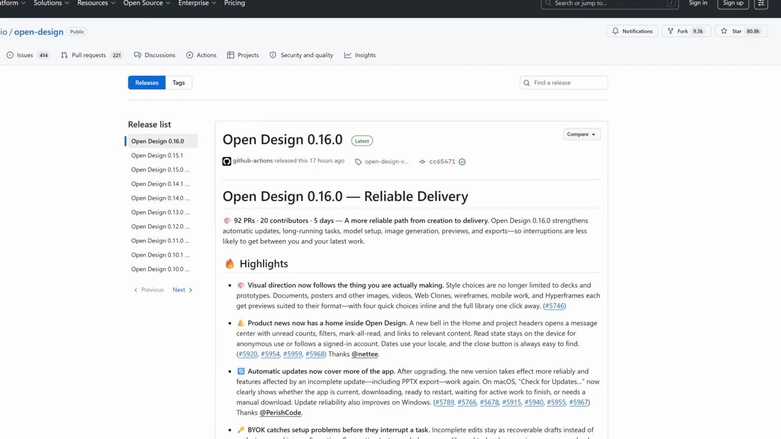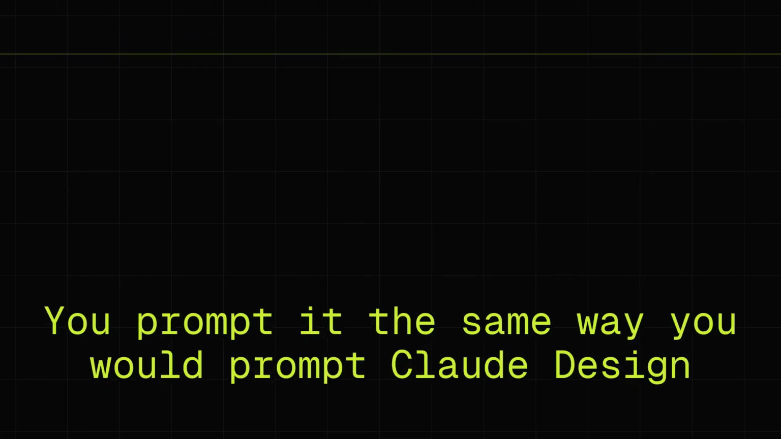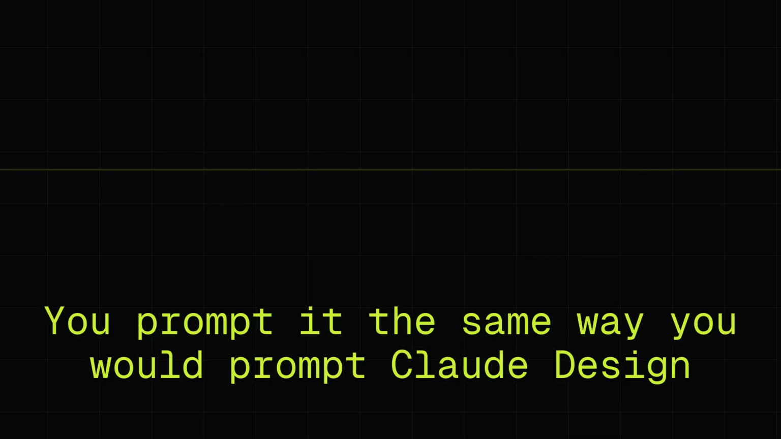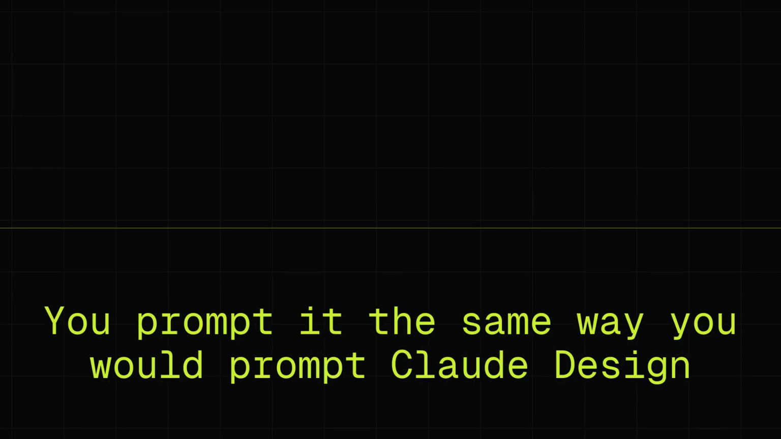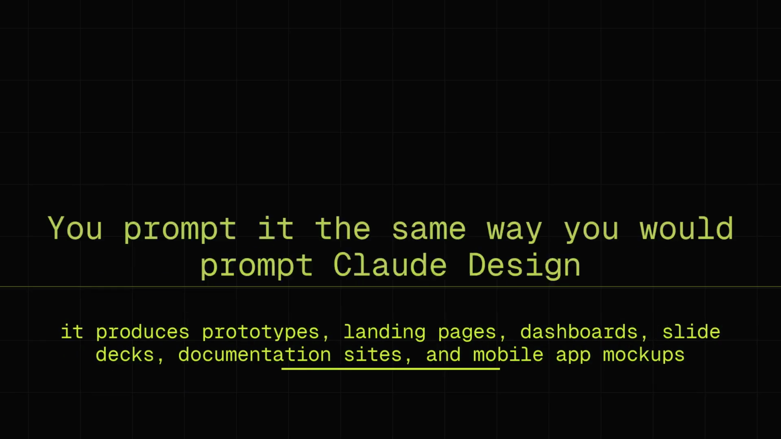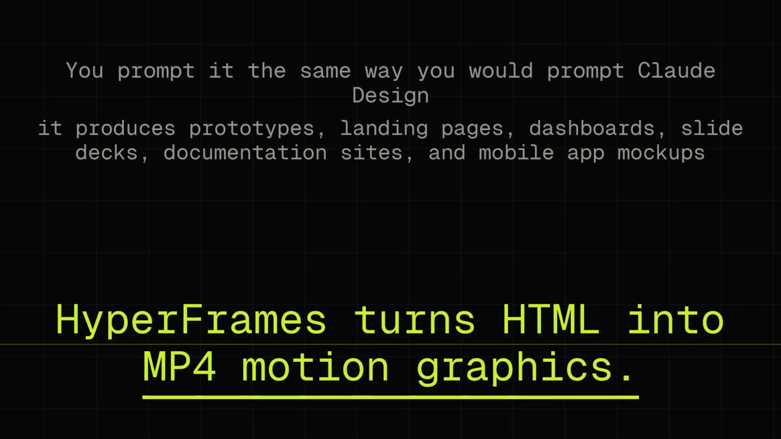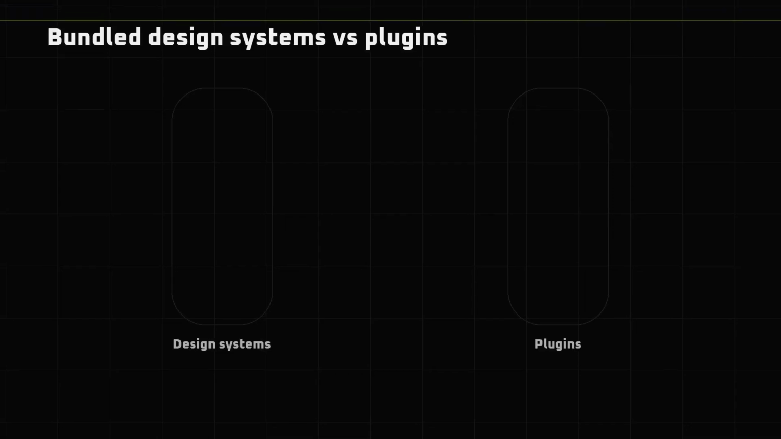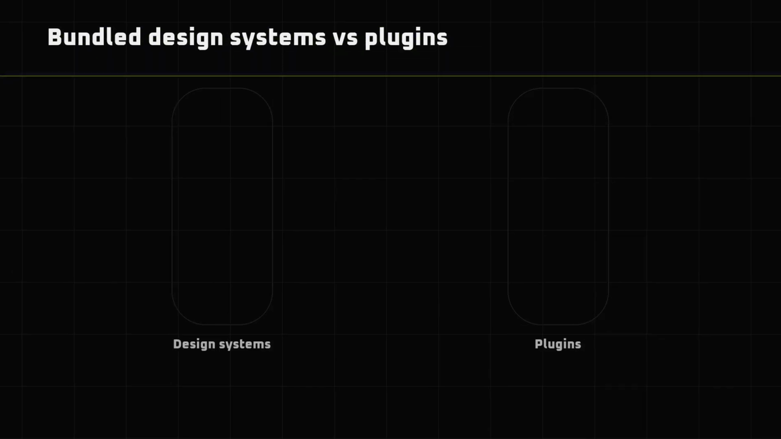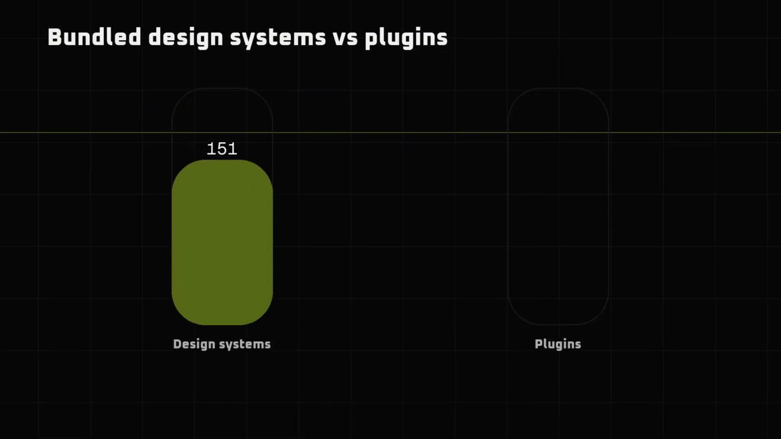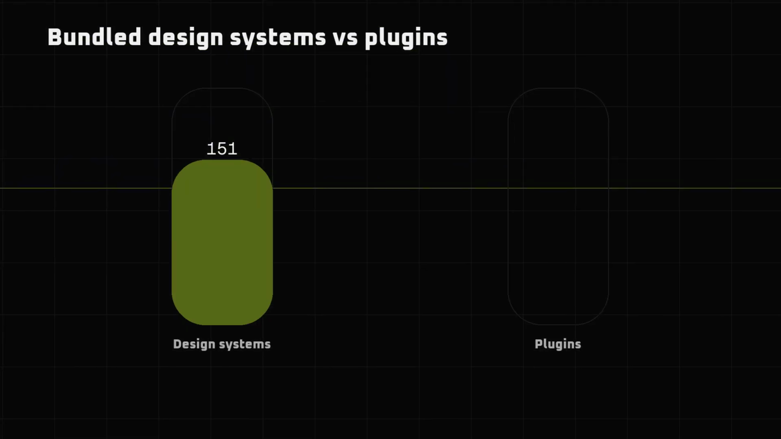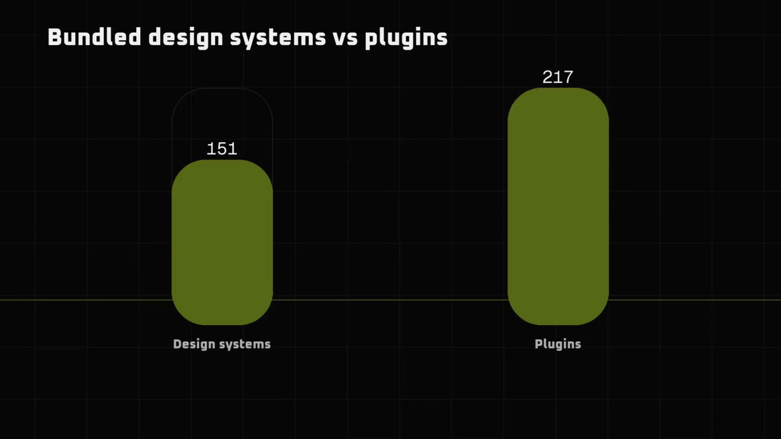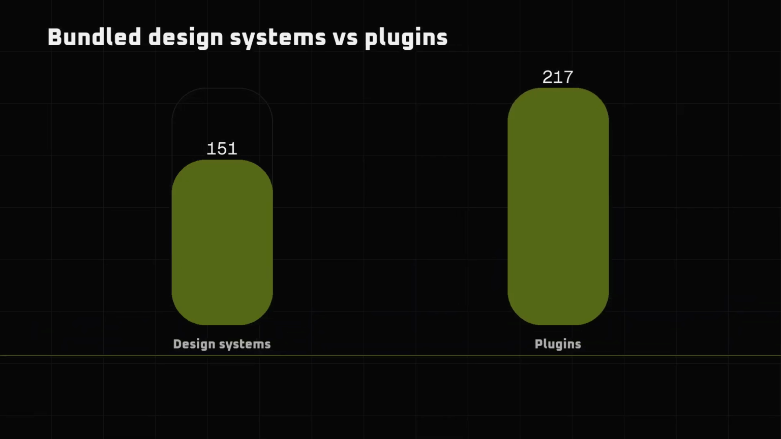4. Generate. You prompt it the same way you would prompt Claude Design, and it produces prototypes, landing pages, dashboards, slide decks, documentation sites, and mobile app mockups. It also does images and video. A feature called HyperFrames turns HTML into MP4 motion graphics. It ships with brand-grade design system packages and a large library of plugins and skills, though the exact counts move around between sources. One snapshot counts 151 plus design systems, another lists more than 200 plugins.